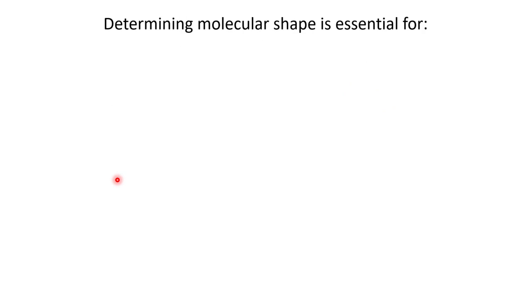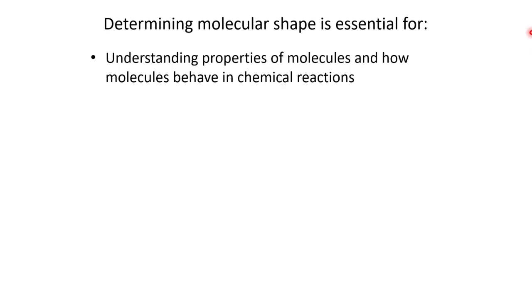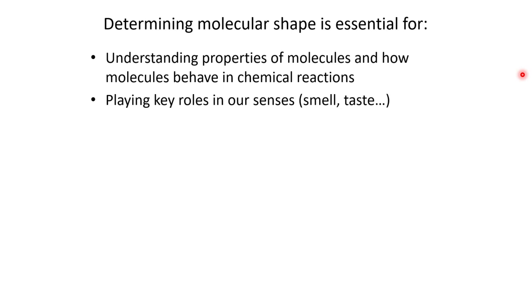So why do we even care about the molecular shape of something? Well, it helps us understand properties of molecules and how they behave in chemical reactions. If we don't know how a molecule exists in 3D space, we can't predict how it will interact with its neighbors or other species in space. So this is something that lets us actually make predictions and solve scientific problems.